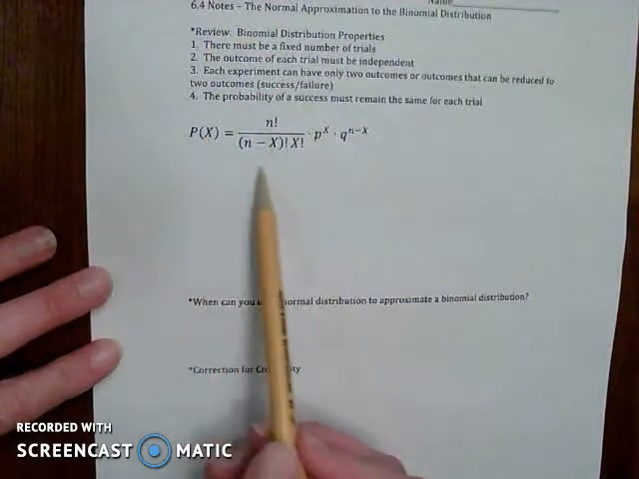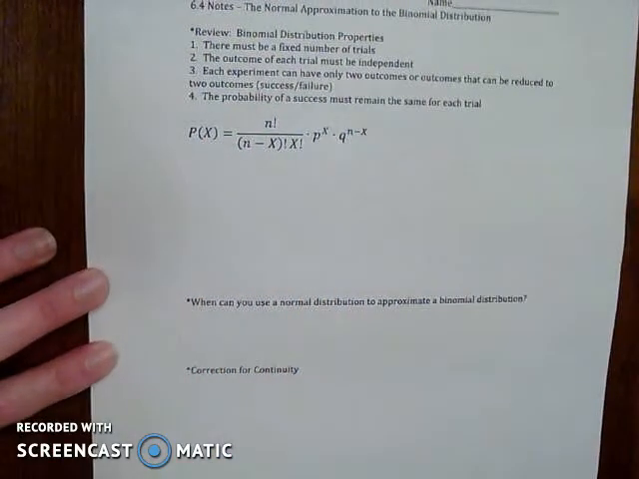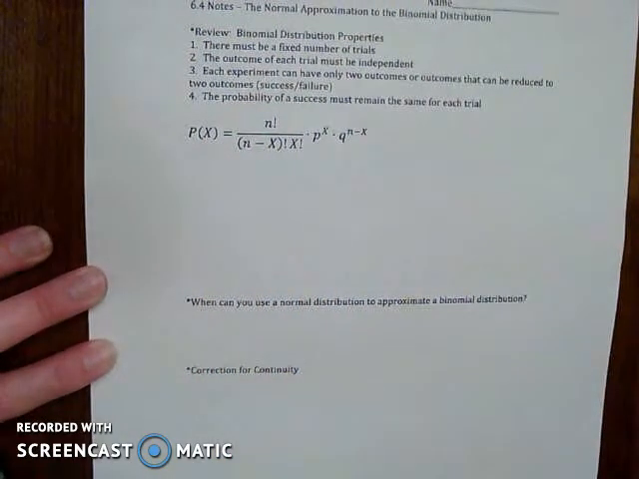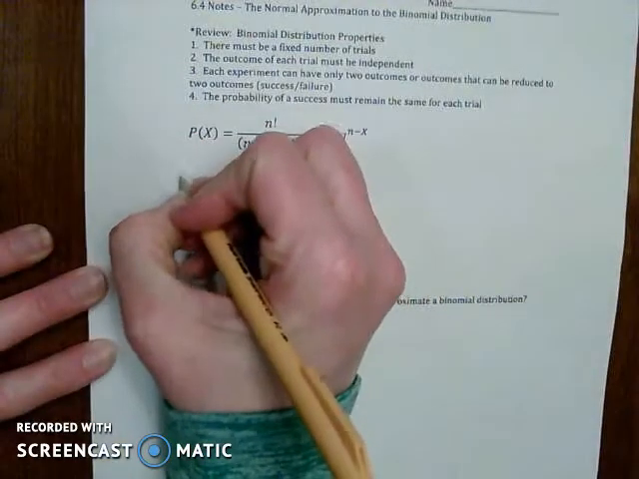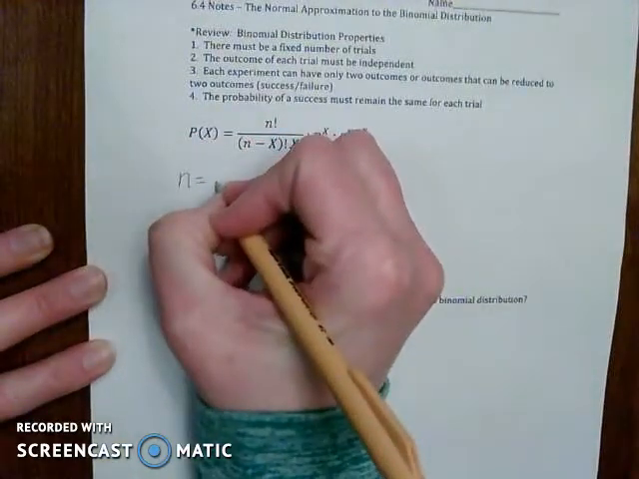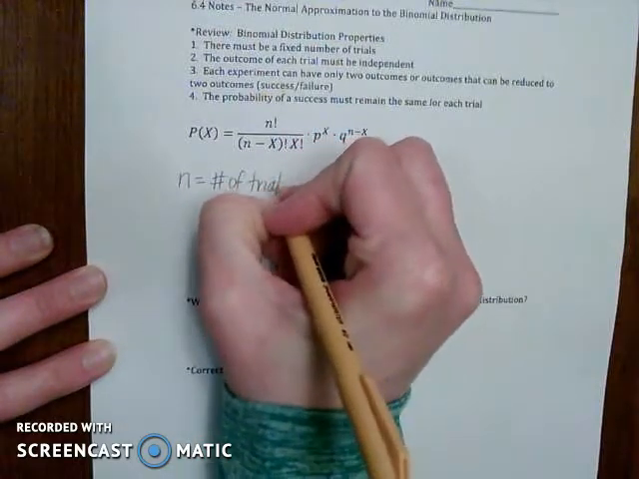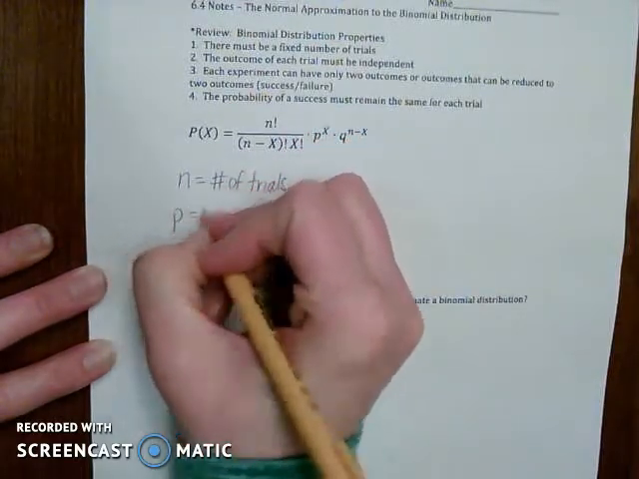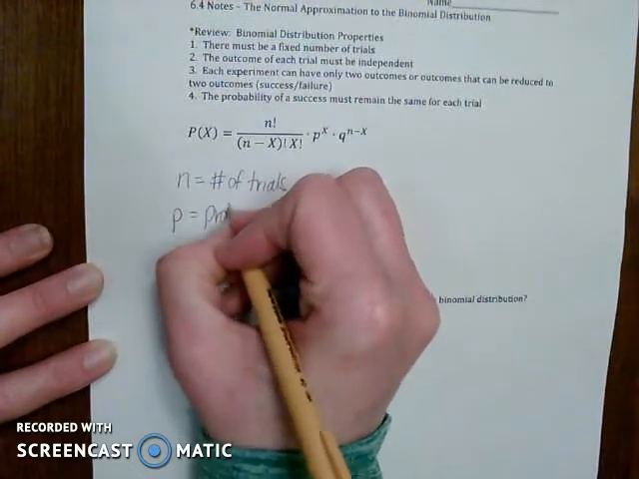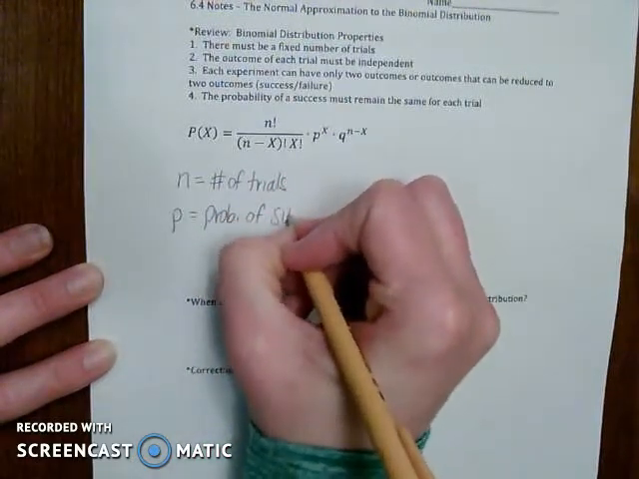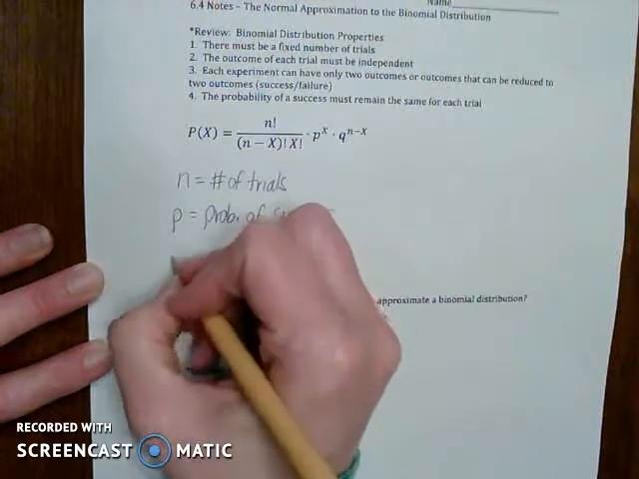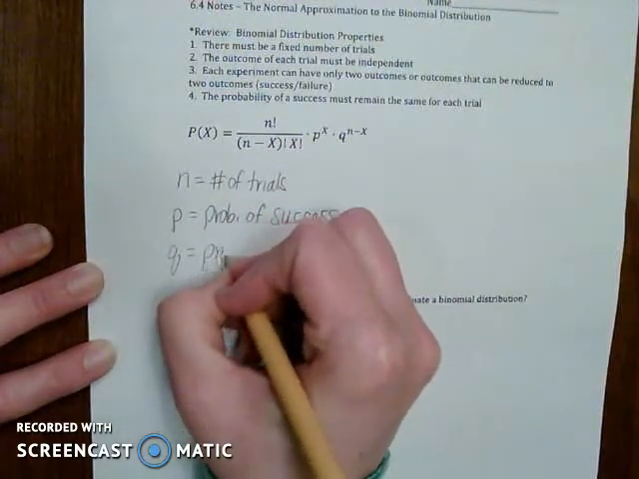We used this formula in chapter 5. We don't have to use it now, but I just put it there so we can remember what we need. You're going to need to pick out n, which is your number of trials. You're going to need your p, which is the probability of a success, and your q, which is the probability of a failure.